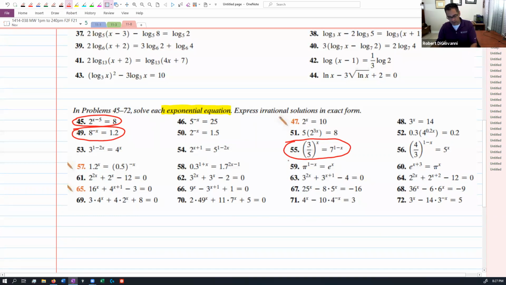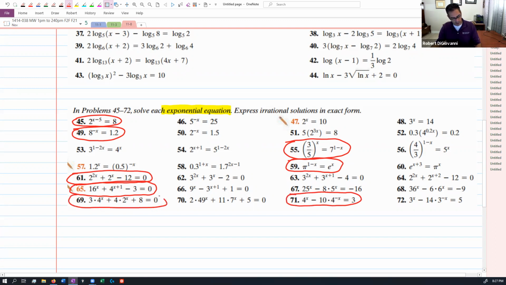57, ooh, I like this one because it has weird numbers that might mess you up. This one, because it's the basic idea of this whole turning it into a quadratic. This one, because it's got a couple of things going on in there. And then let's do definitely 71. And let's say, yeah, it wouldn't hurt you to do this one.